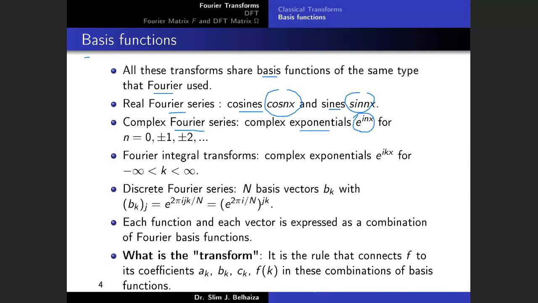For Fourier integral transforms, we talk about complex exponentials, e to the power ikx, where k is between minus infinity and plus infinity. And for discrete Fourier series, we talk about n basis vectors, bk, with bkj equal to e to the power 2 pi i jk divided by n, or what you can also write as e to the power 2 pi i over n, all to the power jk.